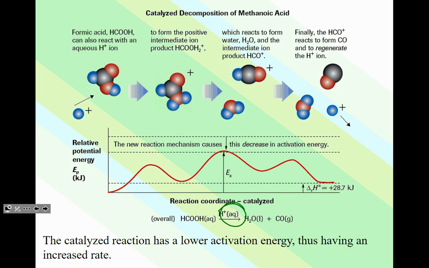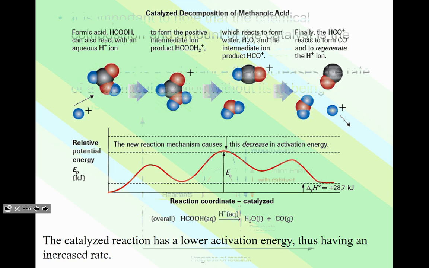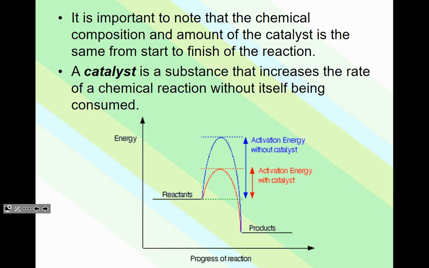So anyhow, take a look. And all you have to know is that it decreases the activation energy, causing the reaction rate to increase. It is important to note that the chemical composition and amount of the catalyst is the same from start to finish of the reaction because it's not consumed, right? A catalyst, again, is a substance that increases the rate of a chemical reaction without being consumed. Okay, increases rate. And it's not consumed. So I don't have to keep adding more and more and more.